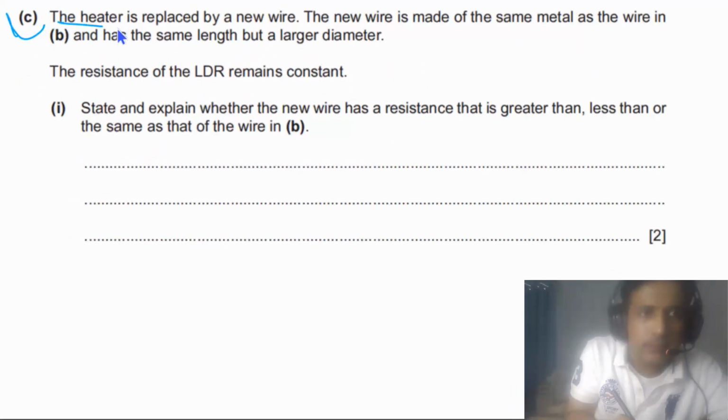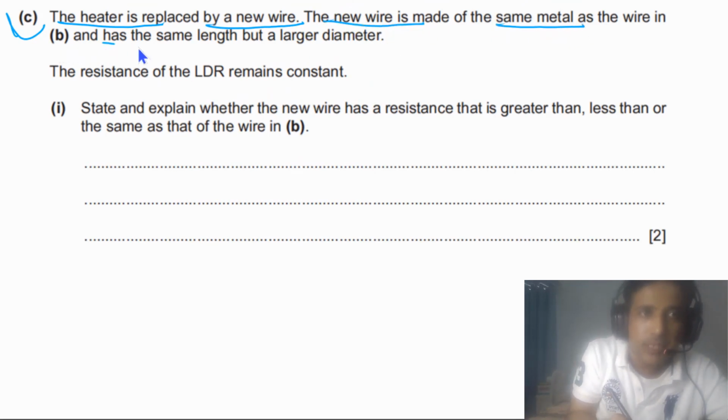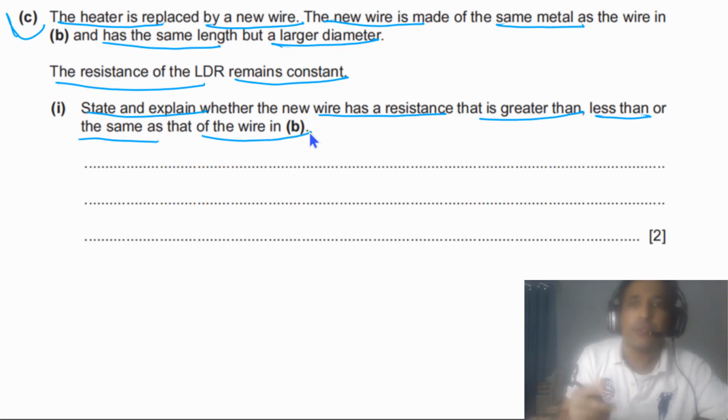Part C says the heater is replaced by a new wire. The new wire is made of the same metal as the wire in B and has the same length but a larger diameter. The resistance of the LDR remains constant. For part C1, state and explain whether the new wire has a resistance that is greater than, less than, or the same as that of the wire in B. Pretty straightforward question. It is given that it is made of the same metal, same length, but the diameter is larger.